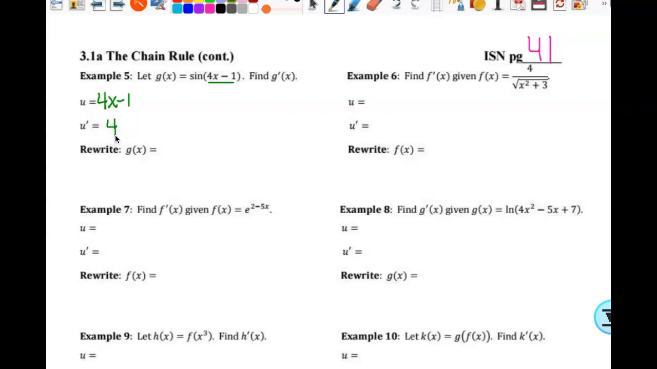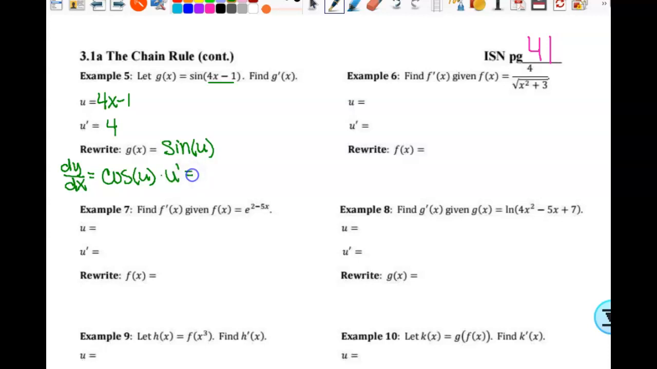Okay, so rewrite g of x. That would be the sine of u. Since that's a u and not an x, it's not just going to be cosine of x, right? When I do this and I get dy dx, the derivative of the sine is what? Cosine. So I get cosine of u, that does not change, times the u prime, which looks just like that, right? The derivative of the outside times the derivative of the inside.